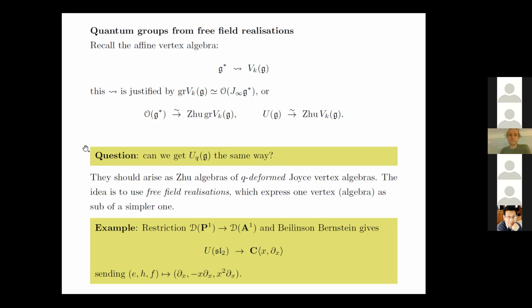Yes. Thank you. And so a natural question is: you can get universal enveloping algebras from these affine vertex algebras. Can you get quantum vertex algebras, these very interesting deformations of universal enveloping algebras, the same way?